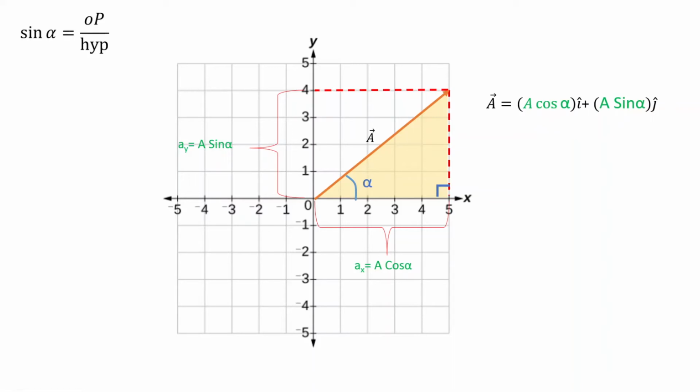But why cosine and sine? This is a question of many students. Sine alpha, according to the trigonometric ratios, is defined, this is a definition, as opposite over hypotenuse. The side that is opposite to angle alpha is here, and it is equivalent to ay.